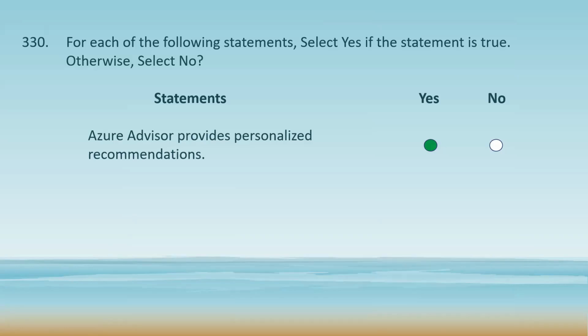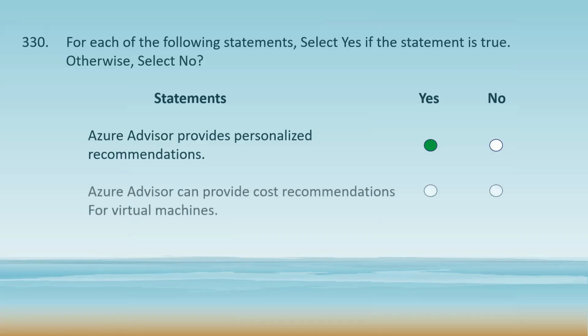The recommendations provided by Azure Advisor are personalized to your specific usage patterns and resource configurations, taking into account factors such as the size and complexity of your environment, your usage patterns, and your business goals. This ensures that the recommendations are relevant and actionable and can help you improve the efficiency and effectiveness of your Azure deployment. The second statement is: Azure Advisor can provide cost recommendations for virtual machines. This statement is also correct, my friends.